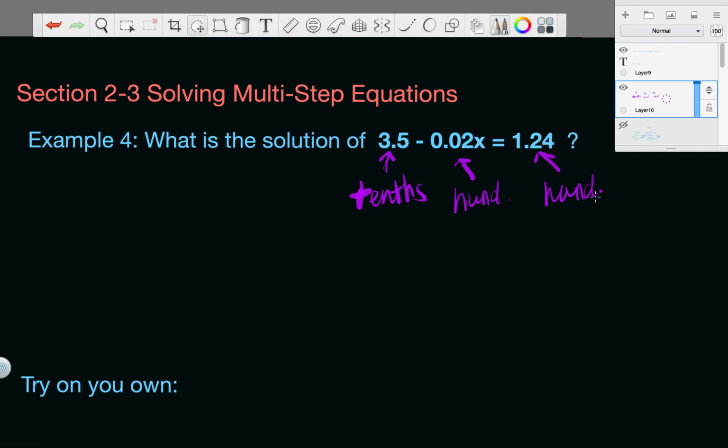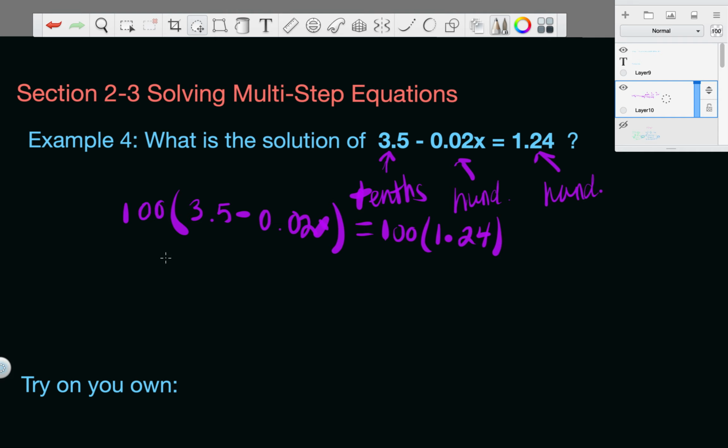Okay? The key to this is that you need to find the largest amount of decimal places that you have. And in this case, it's 2, right? This term has 2 decimal places, and this term has 2 decimal places, which is the hundredths place. So in order to get rid of these decimal places, we're going to be multiplying by 100 all the way through. Okay, so I have 100 times 3.5 minus 0.02x equals 100 times 1.24.